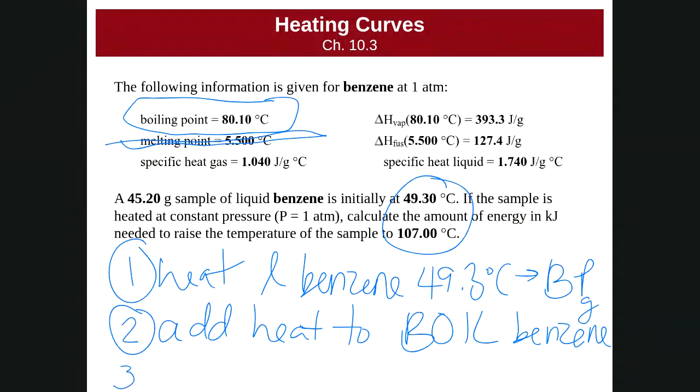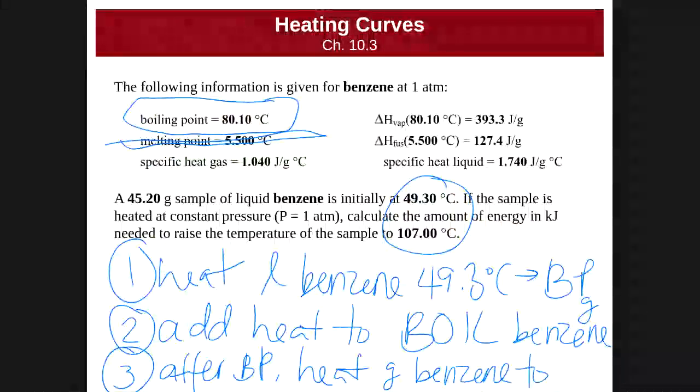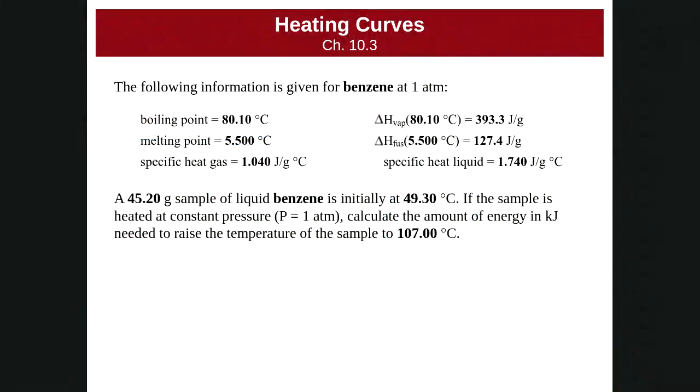And then number 3, after the boiling point, we need to heat our gaseous benzene to 107 degrees Celsius. So we have 3 steps in this problem. If we drew it as a heating curve, we'd start by increasing the temperature, and this would be our liquid phase. Then we'd have to boil. This would be our boiling point.